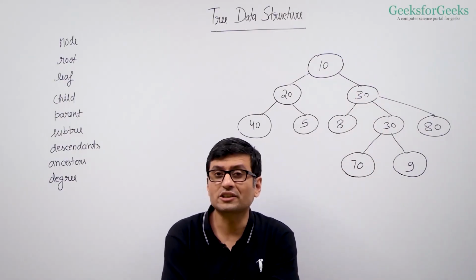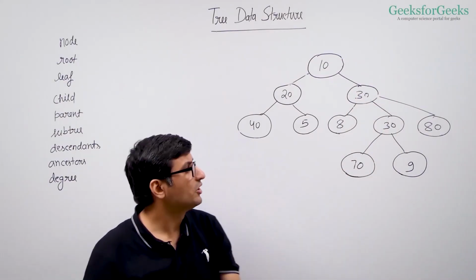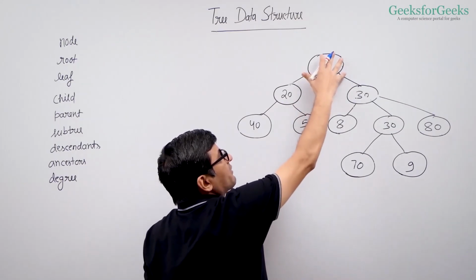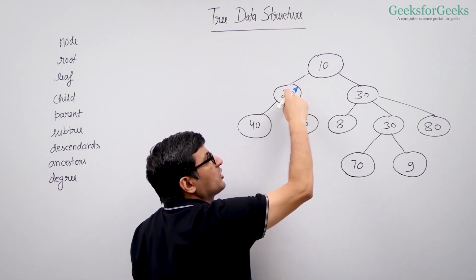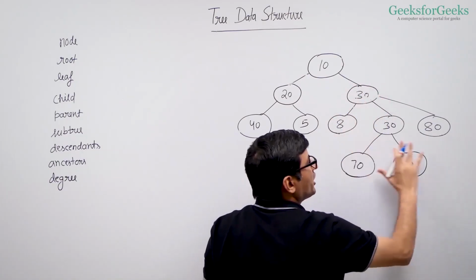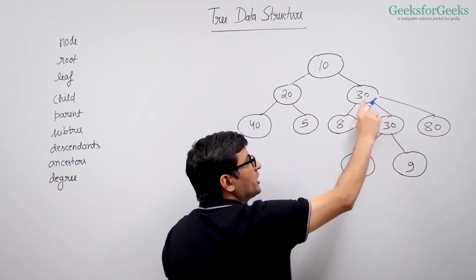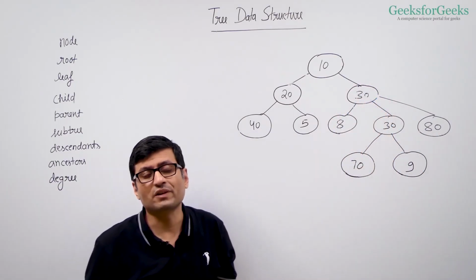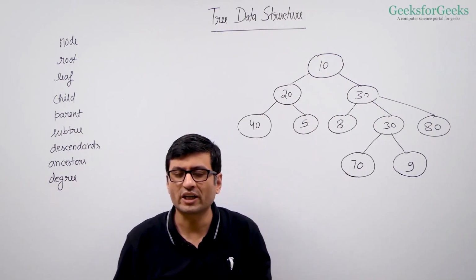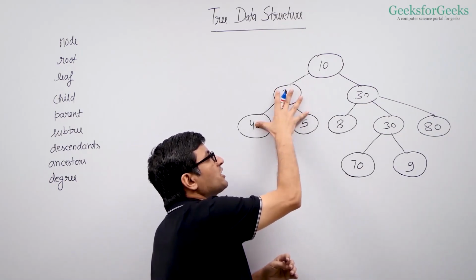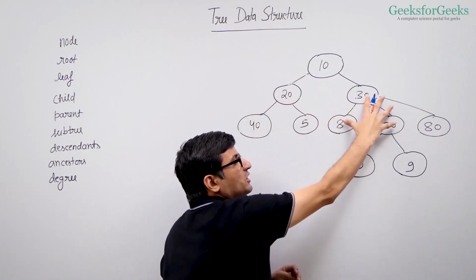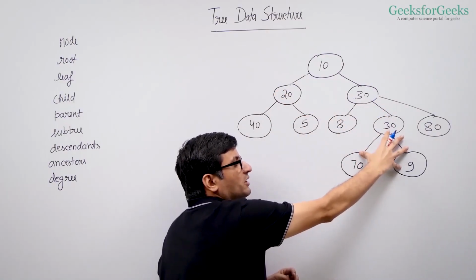Tree data structure is recursive in nature. You can notice that the left side of this root is also a tree. And this tree has root 20. The right side is also a tree and this has root 30. So a tree itself contains many trees inside it and these are called subtrees of this tree. This is a subtree of this tree with 20 as root. This is a subtree of this tree with 30 as root. This is also a subtree with 30 as root.